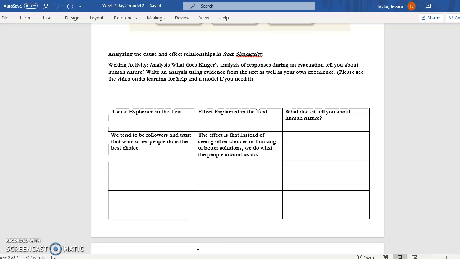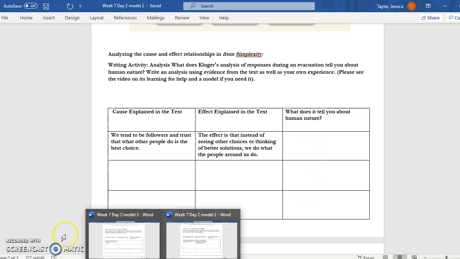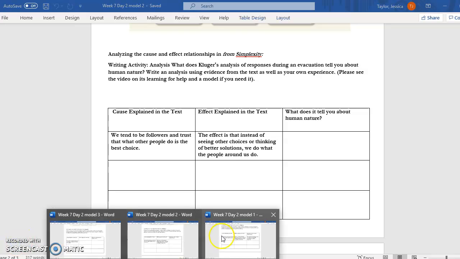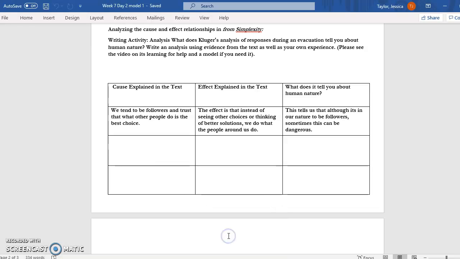Now, the third column is about what this tells us about human nature. And once again, for simplicity's sake, I have my response in a third document. What this tells us about who we are as people and as human beings is that although it is in our nature to be followers, sometimes this can be dangerous. Sometimes the solutions are not in what other people are doing, but are in our own creative abilities.